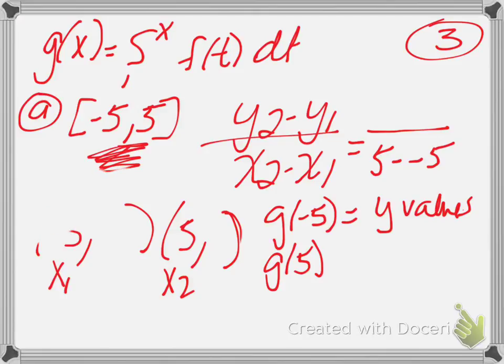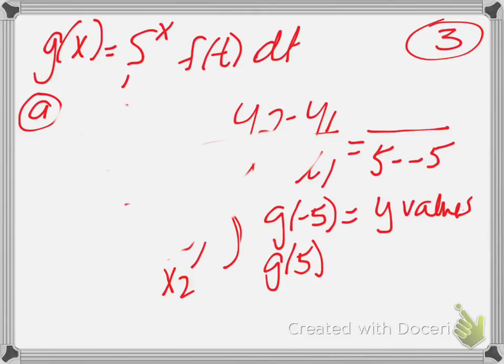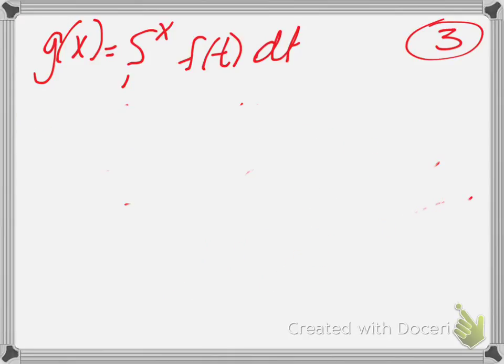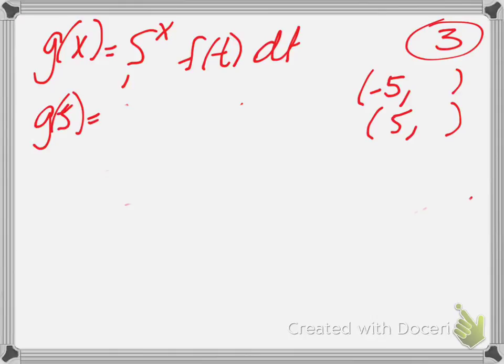So now we have a plan. Let me erase this and make some room. We currently have -5 something, and we have 5 something. So what happens when x is equal to -5 or 5? It doesn't matter which one you do first. I'm going to do 5 first because I just know it's going to be easier. So if I want g of 5, that means wherever I see an x, I'm going to put 5.